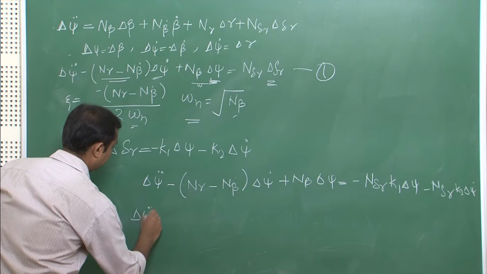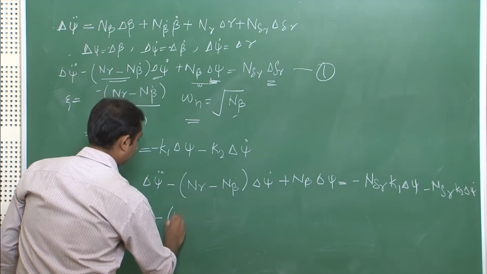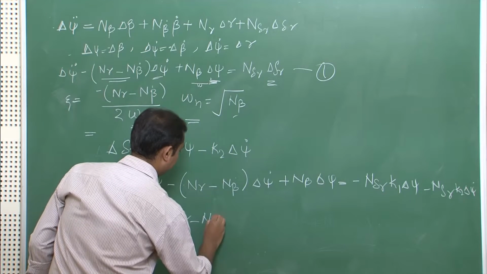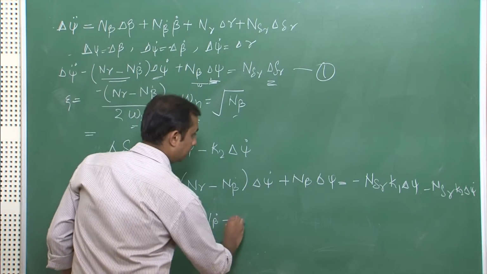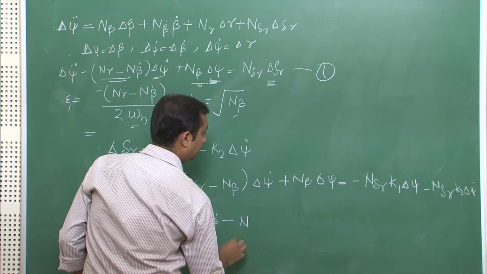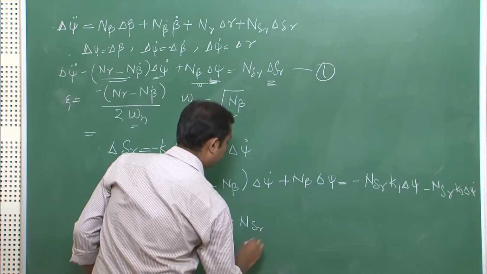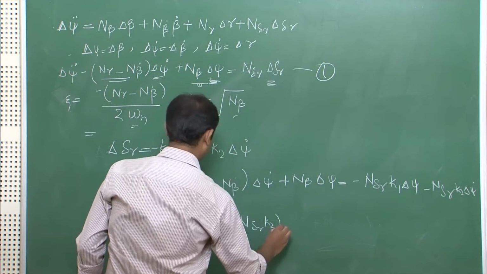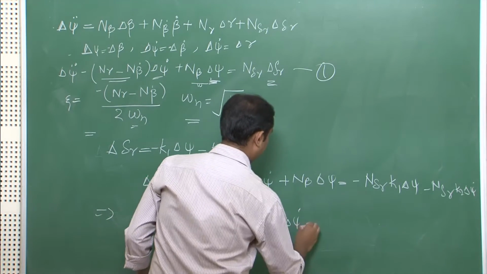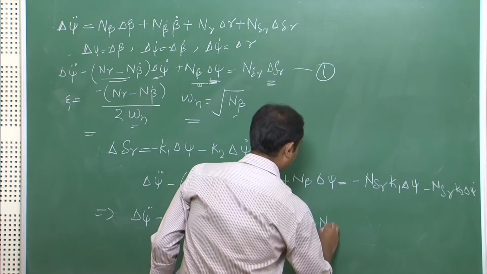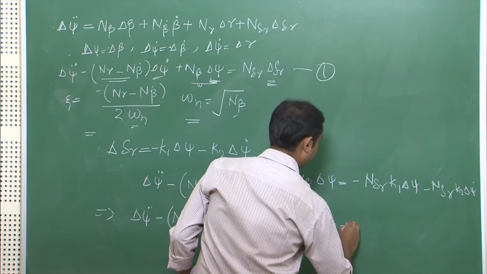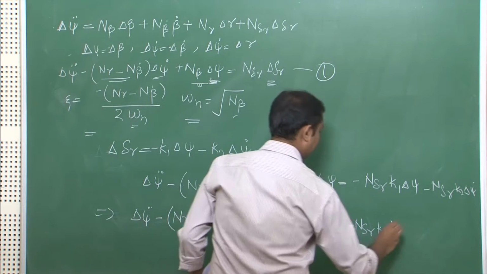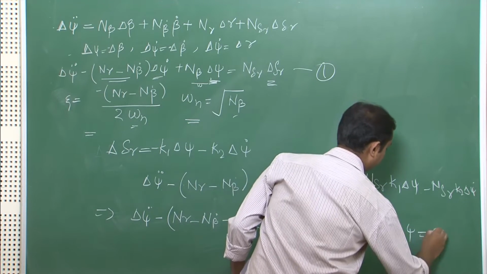delta psi double dot minus (nr minus n beta dot minus n delta r k2) delta psi dot plus (n beta plus n delta r k1) delta psi equals to 0.